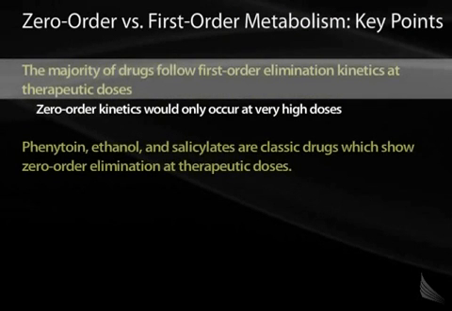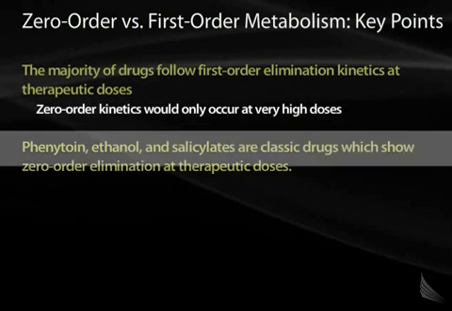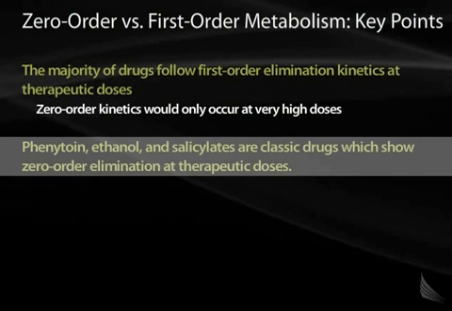The majority of the drugs follow first-order elimination kinetics, as long as they are at therapeutic doses. All medications at very high doses will show zero-order kinetics. And the reason is because you've given so much medication that you've saturated the body's ability to break it down and to eliminate it. Other medications will show zero-order elimination at therapeutic doses. For example, those would be phenytoin, ethanol, and salicylates. The most important example of this would be phenytoin or Dilantin, the anti-seizure medication.